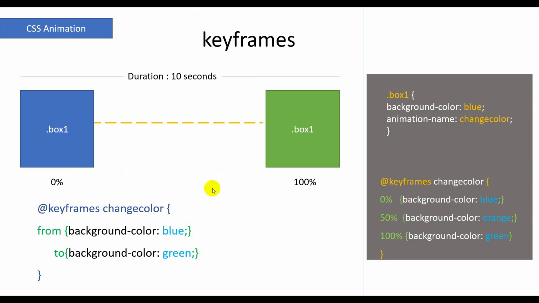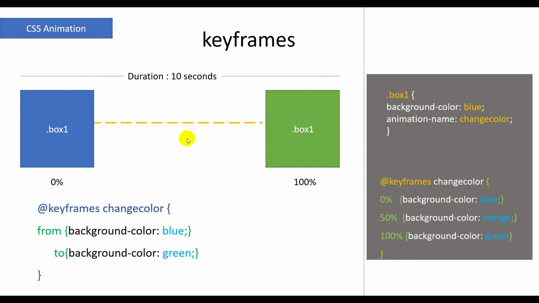And to begin with, let's consider a very simple scenario where we have an element with a class of, let's say, box1, and we are changing the color of the element from the blue color to a green color. So that's the animation. The animation is of the background color change from blue color to a green color. And let's say we have set the duration of the animation for 10 seconds. So this transformation is going to take 10 seconds and it's going to be very slow.